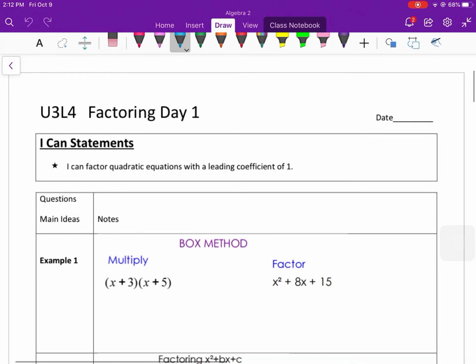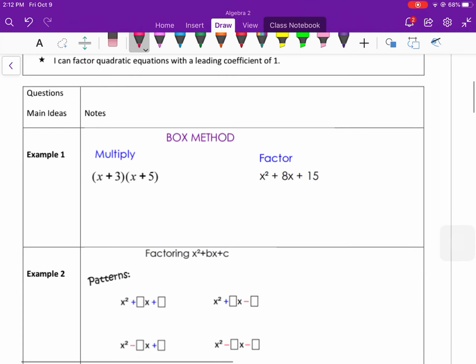All right, this is factoring day 1, take 2. This one I'm going to do the box method, which is my preferred method. It just makes more sense to me, so I recommend it, but you can use the other method if you'd like. So what is the box method?